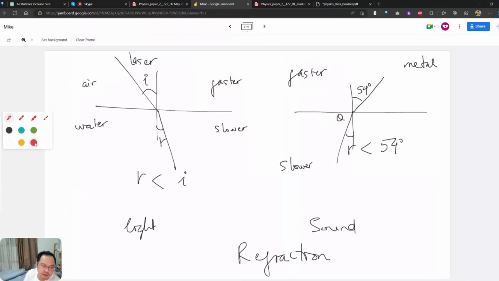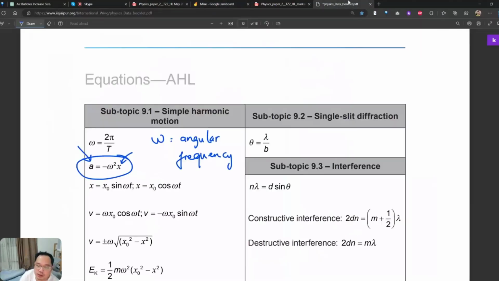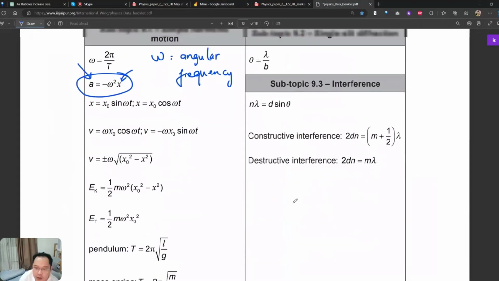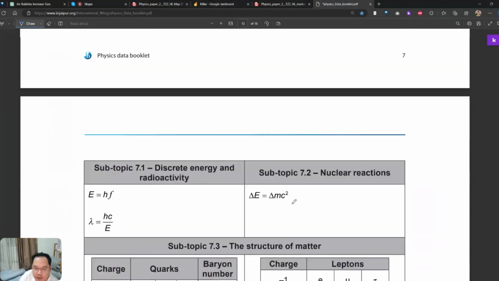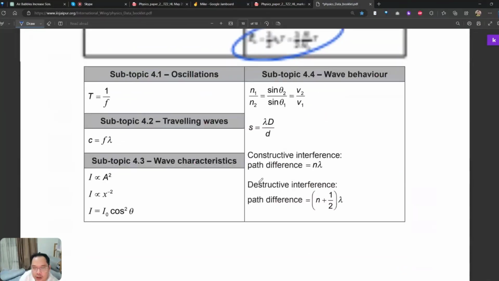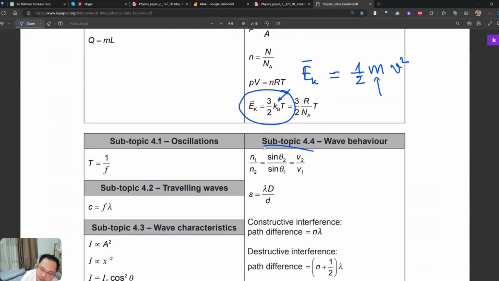And we use a formula. Let me check if it's given. I think so. It is given also. Refraction in topic 4, here, this one. Theta 1 is 54 degrees. Theta 2 is what we need to find.